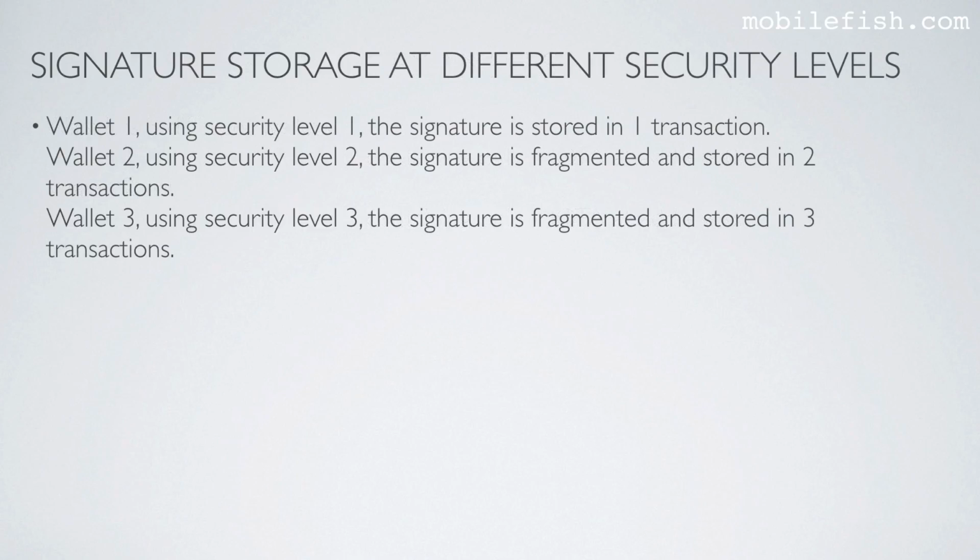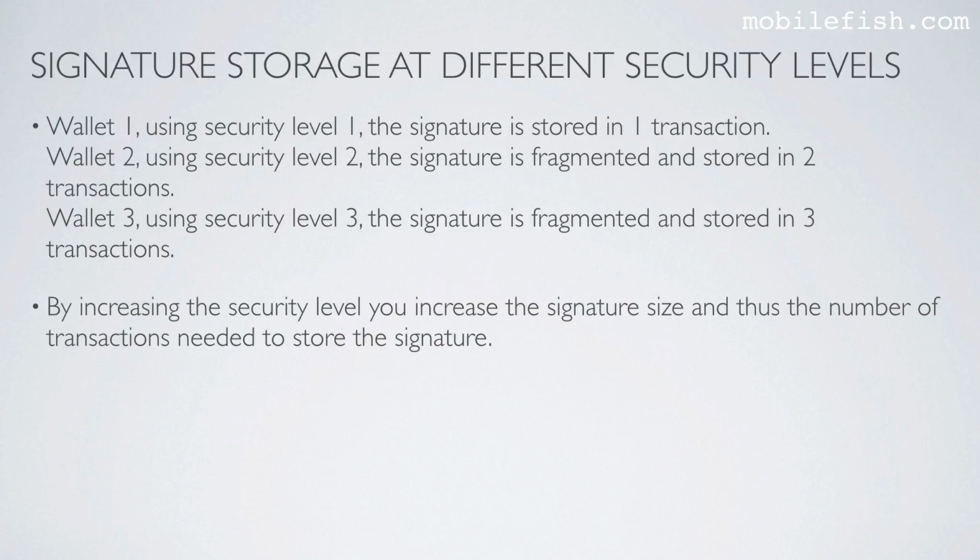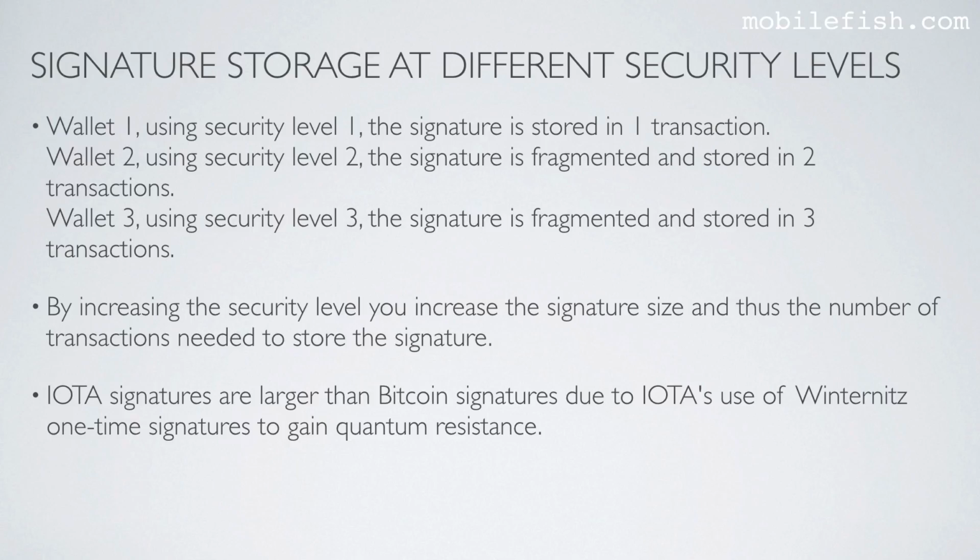If you saw the transaction bundles, Wallet 1 using security level 1, the signature is stored in 1 transaction. Wallet 2 using security level 2, the signature is fragmented and stored in 2 transactions. And finally, Wallet 3 using security level 3, the signature is fragmented and stored in 3 transactions. By increasing the security level, you increase the signature size and thus the number of transactions needed to store the signature. IOTA signatures are larger than Bitcoin signatures due to IOTA's use of Winternitz one-time signatures to gain quantum resistance.